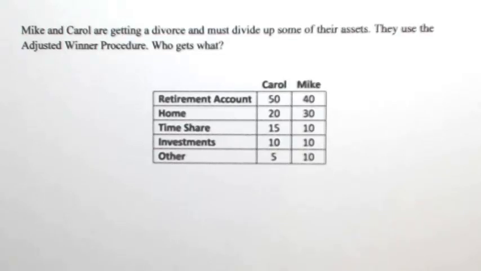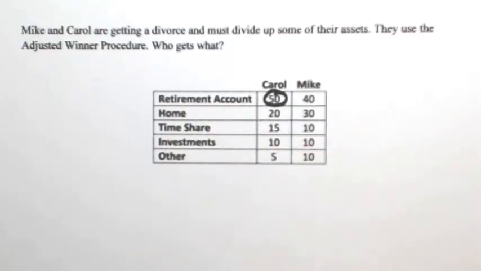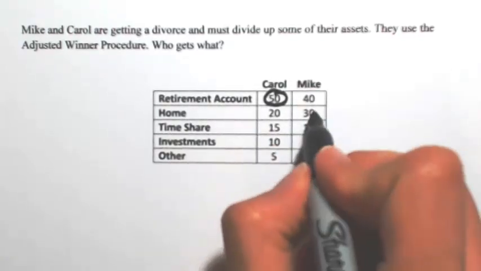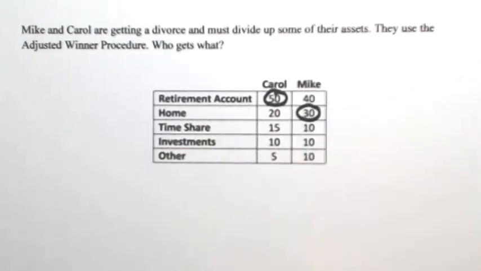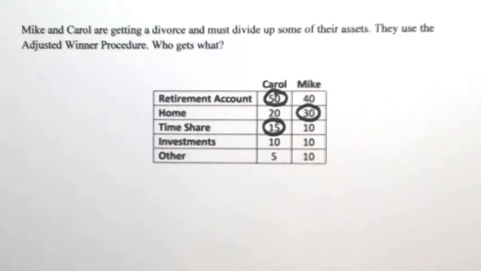So what we're going to do is go through and mark out who assigned more points to each item. So with the retirement account, Carol gave it 50, Mike gave it 40, so Carol wants it more than Mike. So we'll give it to her for now. For the home, Mike gave it more points than Carol. For the timeshare, Carol. For the investments, we have a tie, so let's leave that alone for a second. And then the other things, Mike gave more than Carol.